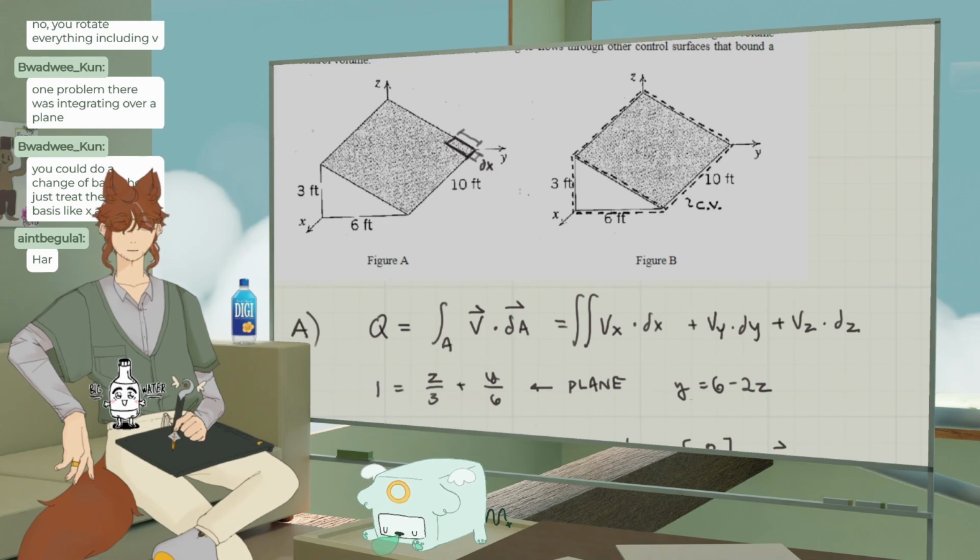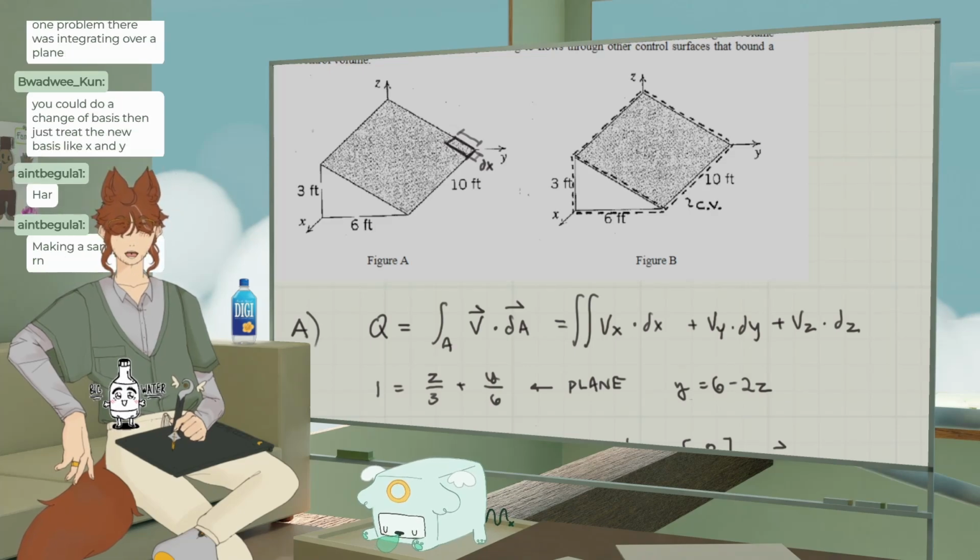Hey, what's up? I'm malding over not being able to do this insanely easy integral. But it's okay. Making a sandwich right now. That's awesome.